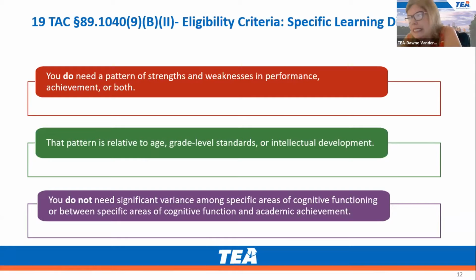Before the change, some LEAs interpreted that significant variance or a discrepancy between cognitive functioning and achievement alone was sufficient and necessary for the identification of SLD. For example, there were specific instances reported to the agency where students identified with dyslexia were found not eligible under SLD solely because they did not demonstrate an area of weakness in their cognitive profiles, despite other data demonstrating a pattern of strengths and weaknesses and overall need.